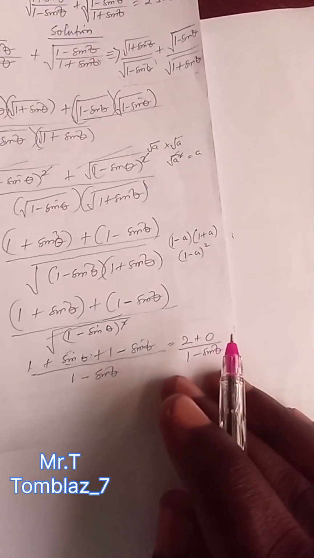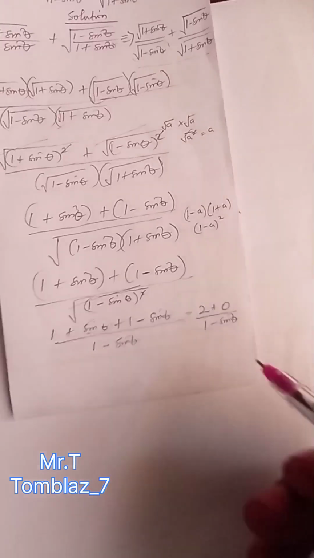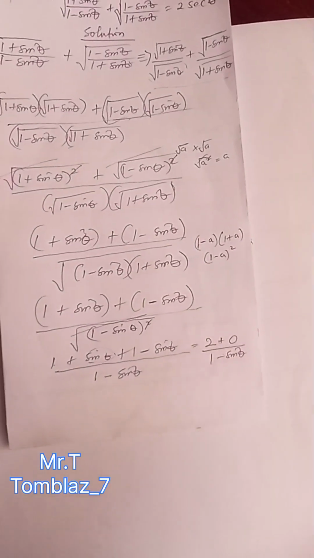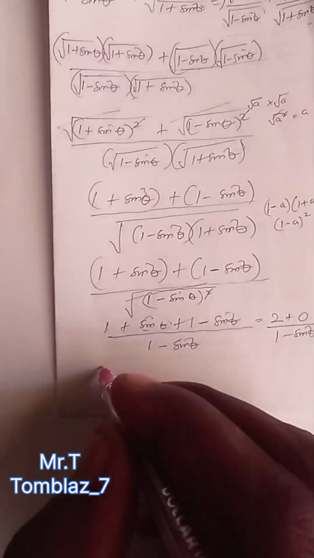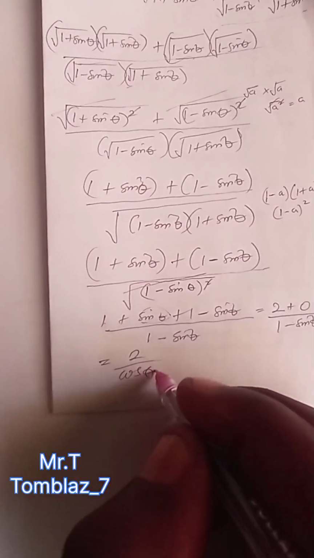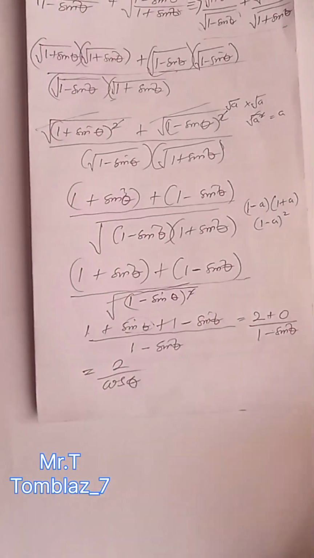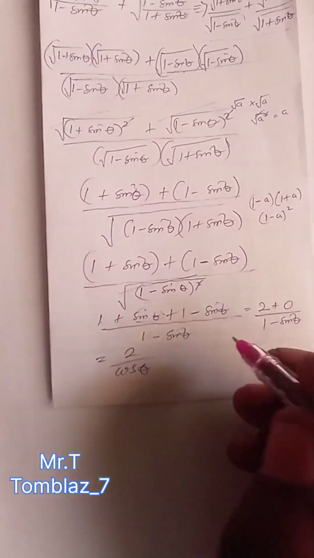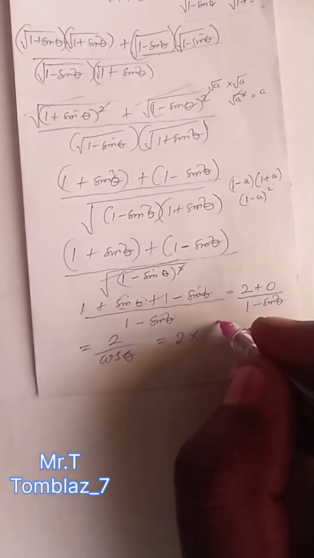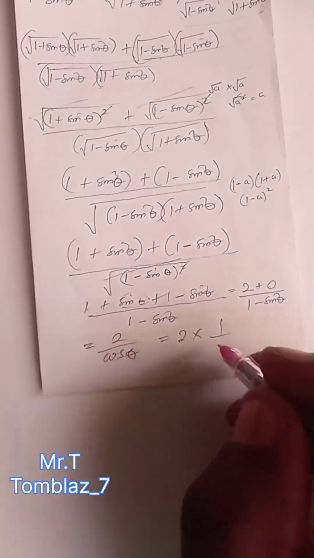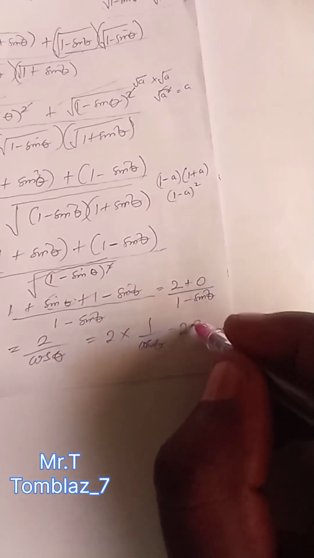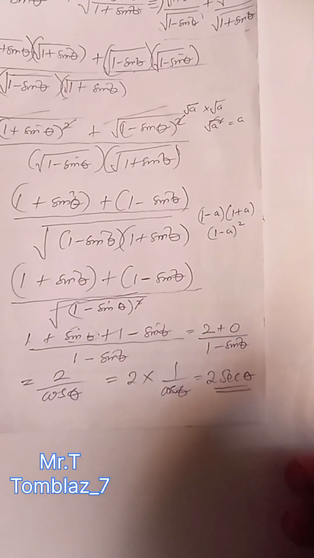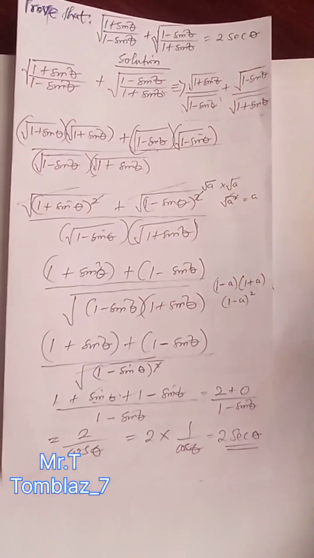Okay, so now let's also recall that this is going to give us 2 over cos theta, because the square root of (1 minus sine squared theta) is also cos theta, right? Okay, so we're going to be having 2 times 1 over cos theta. And the inverse of cos theta is sec theta, right? So we have 2 sec theta. This will conclude our derivation for this question.